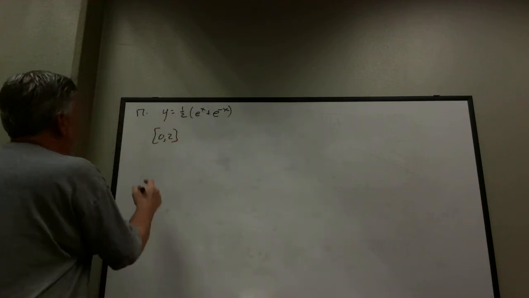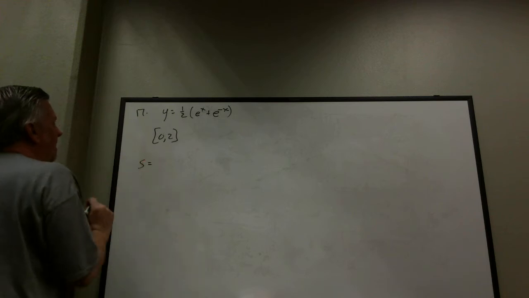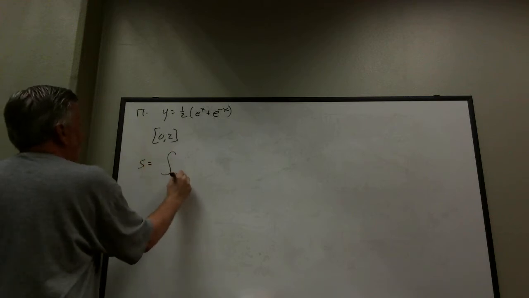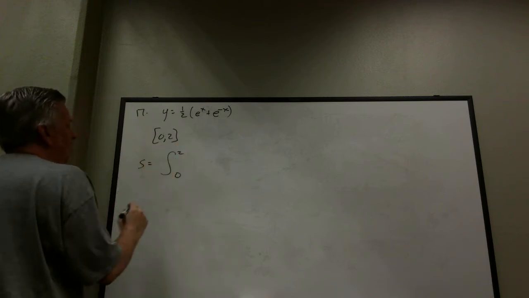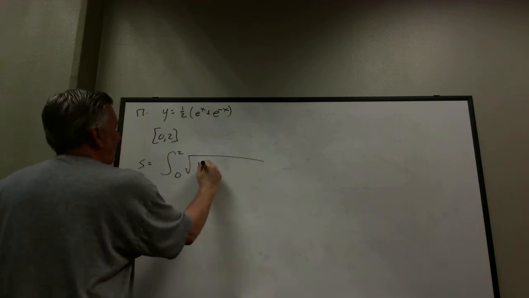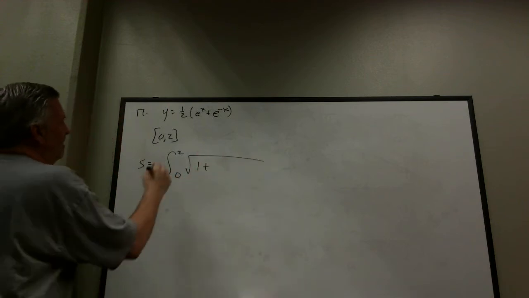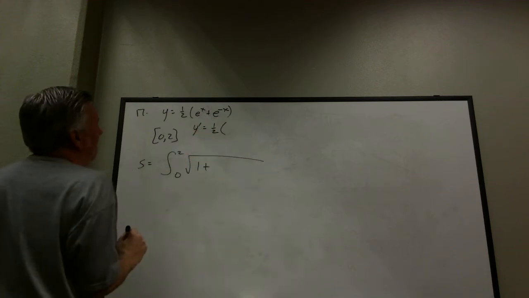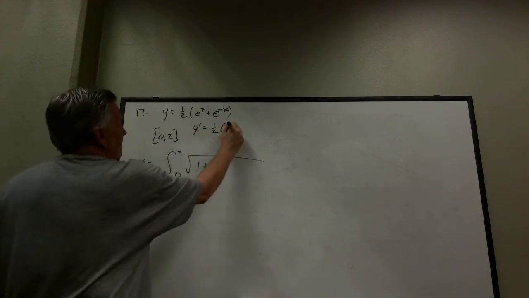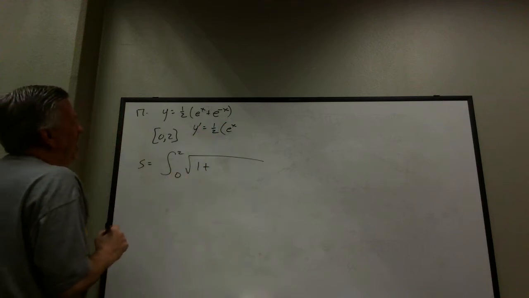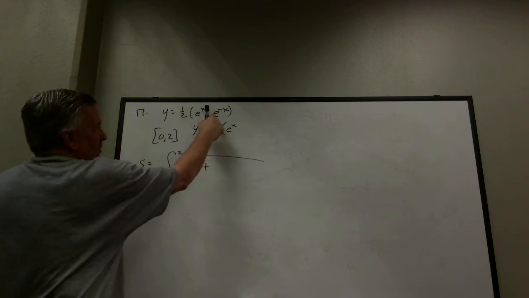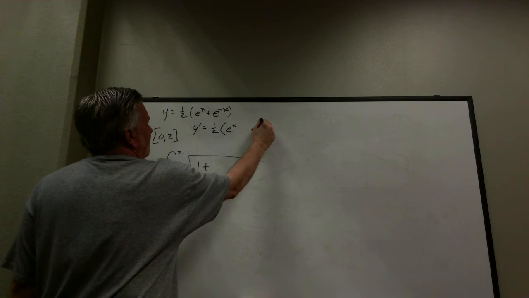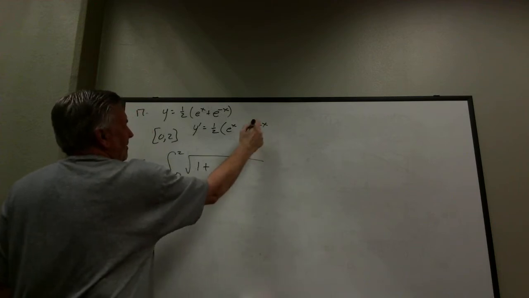Okay, so they want us to find the arc length, so S, it's the integral from 0 to 2 of the square root of 1 plus. Now we need the derivative, which I haven't done yet. Let's do that, y prime. So it's 1/2. Well, the derivative of e to the x is e to the x. And the derivative of, you have to use chain rule here, the derivative of e to the stuff is e to the stuff times the derivative of the stuff, negative.